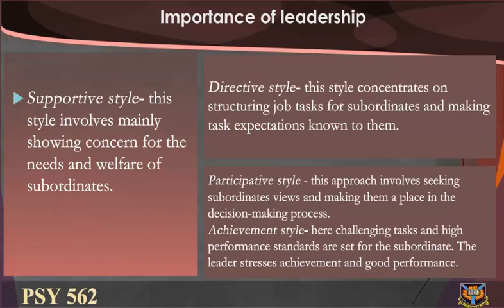Supportive style. This style involves mainly showing concern for the needs and welfare of the subordinates. Directive style. This style concentrates on structuring job tasks for subordinates and making task expectations known to them. Participative style. This approach involves seeking subordinates' views and giving them a place in the decision-making process.